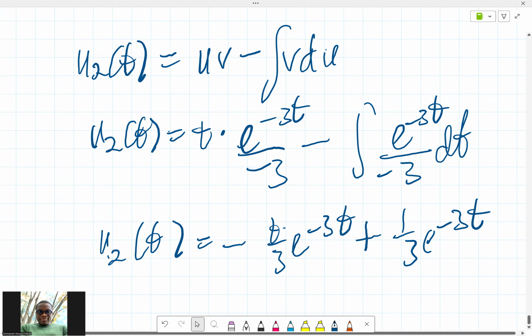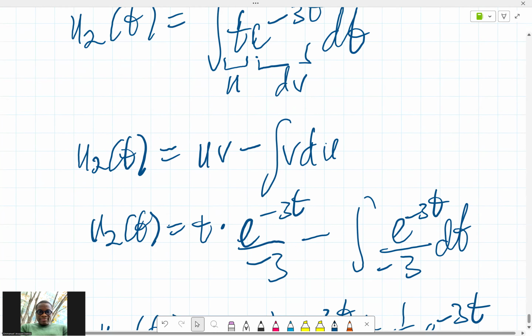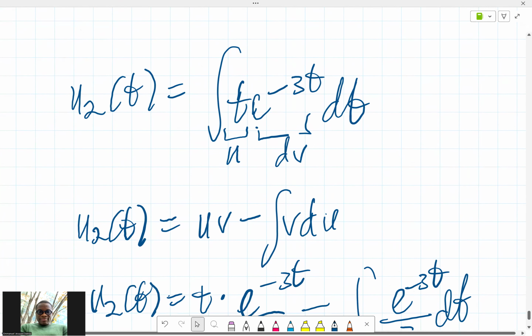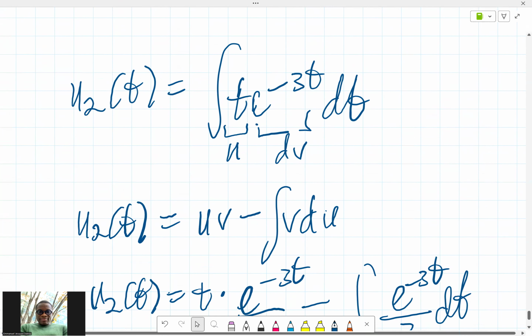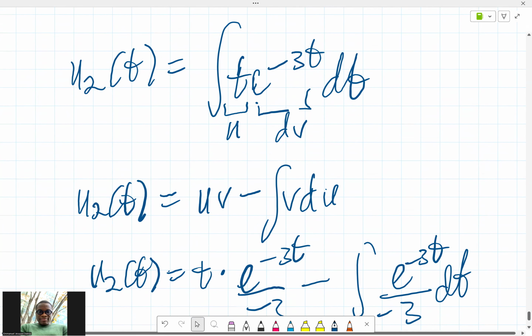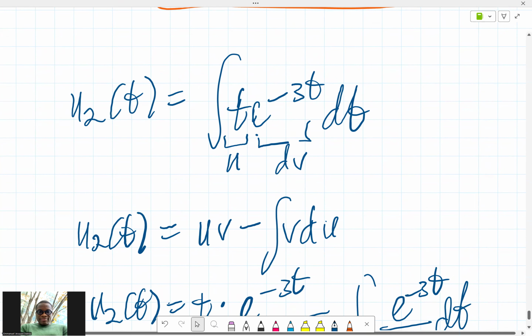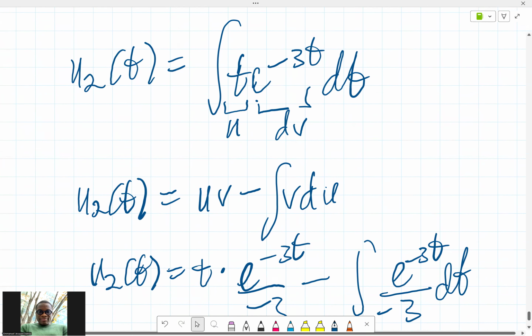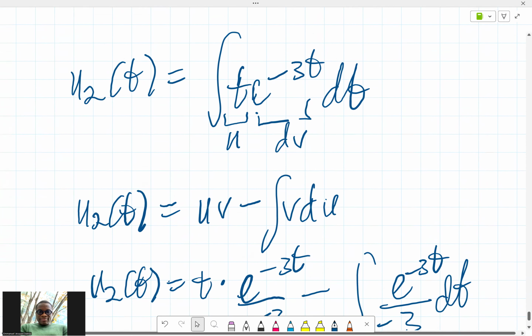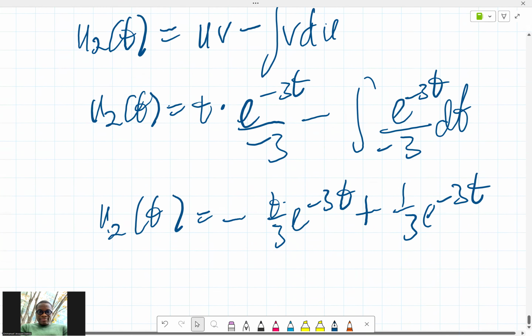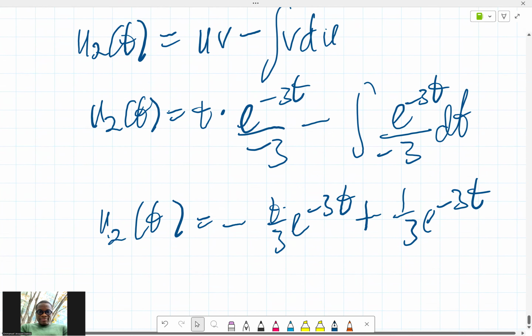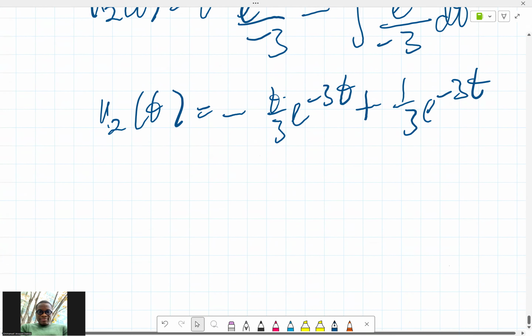Okay, I think that this works. Is there a mistake I've made? I don't think so. t e raised to minus 3t. So u is t, v is the integral of e raised to minus 3t, that's e raised to minus 3t over minus 3, correct? Minus the integral of e raised to minus 3t over minus 3. du is dt, right? Minus t over 3 e raised to minus 3t. Yeah, I guess we're good to go.